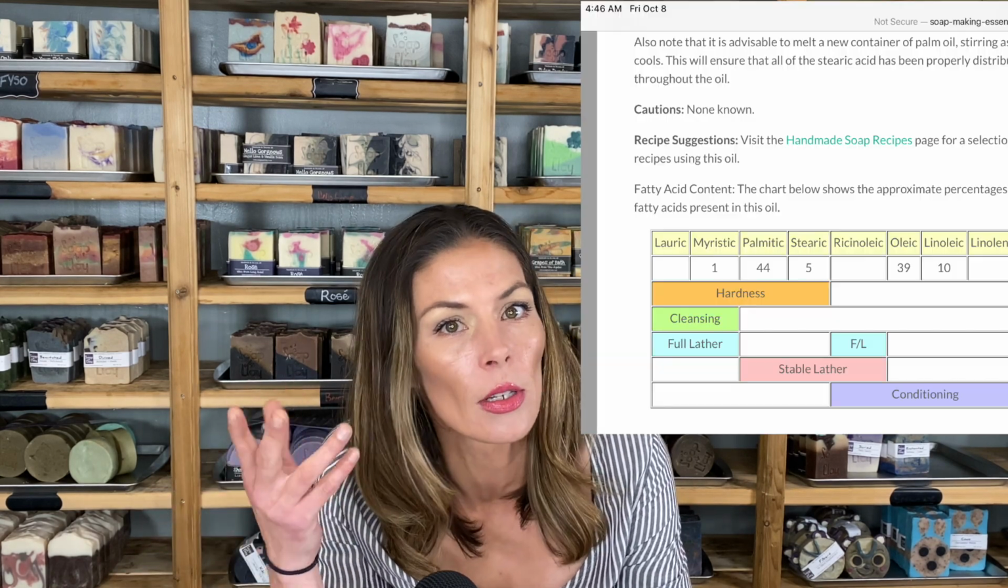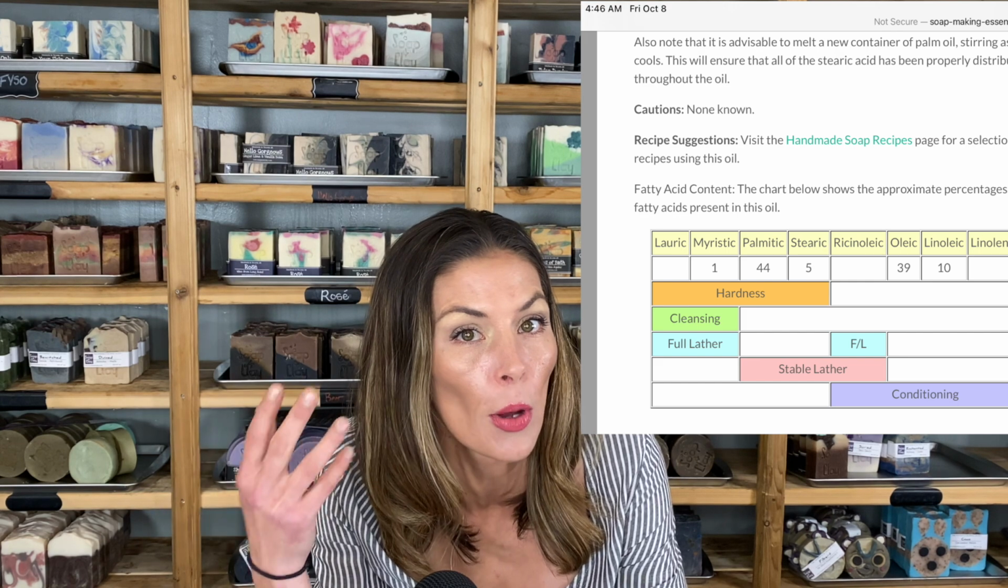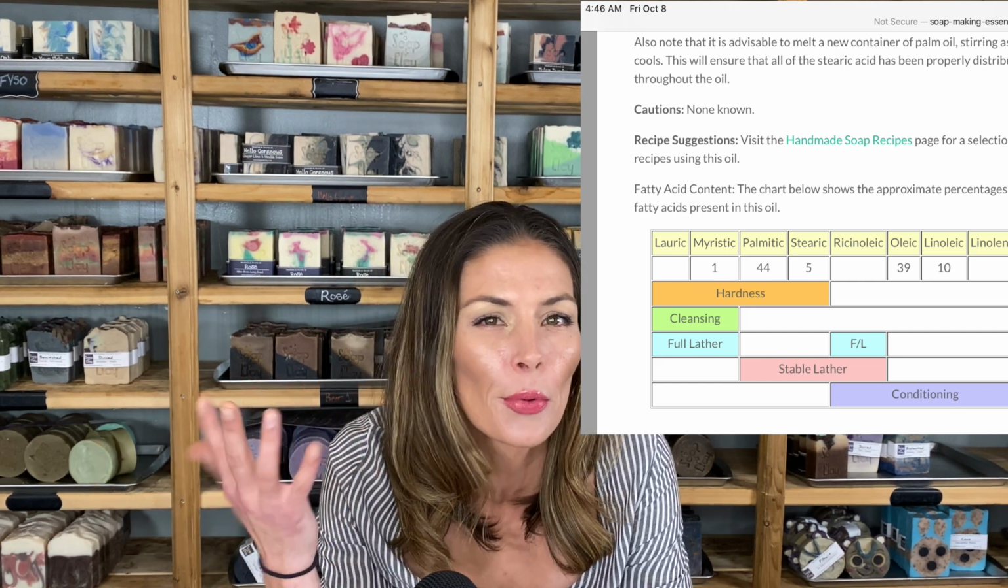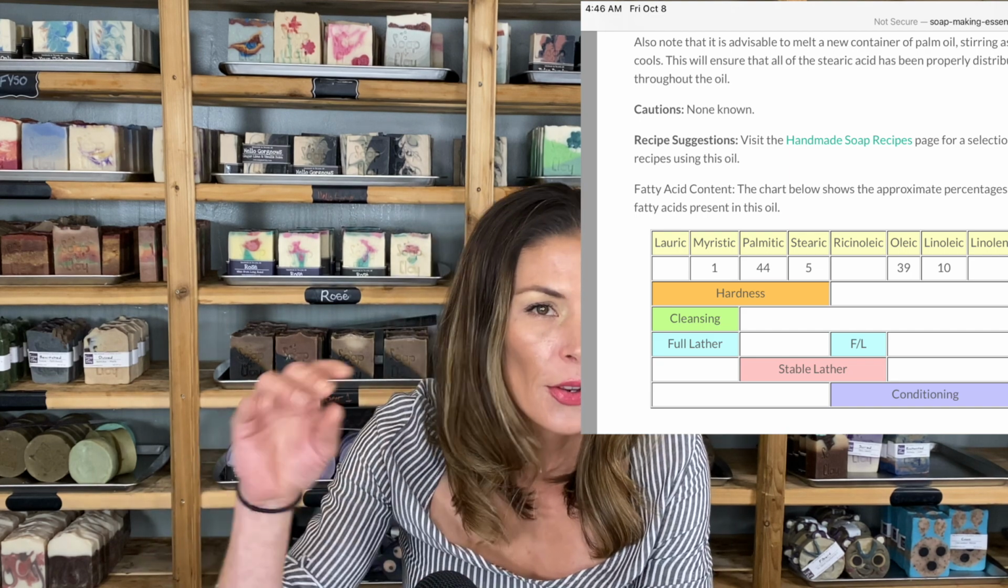Now, palm oil itself, whether it's red palm or the palm oil RBD version or even the shortening, fatty acid composition is as follows. It's 44% palmitic acid, about 40% oleic, and then around 4 to 5% of stearic, and then other trace amounts of a few other acids. So really what we are looking at is the palmitic, the oleic, and just for funsies, the stearic.